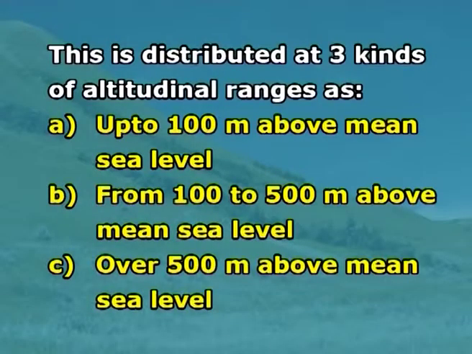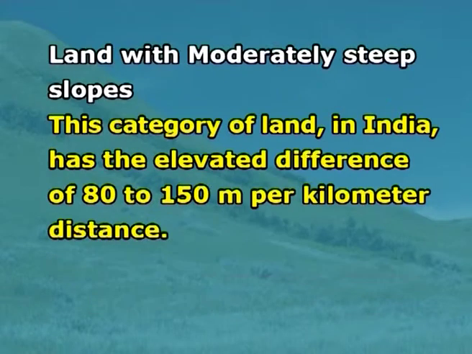Now coming to the gentle slope terrain. The gentle slope regions of India have an elevation difference of 20 to 80 meter per kilometer. This is distributed at three kinds of altitudinal ranges as up to 100 meters above mean sea level, from 100 to 500 meters above mean sea level, over 500 meters above mean sea level.